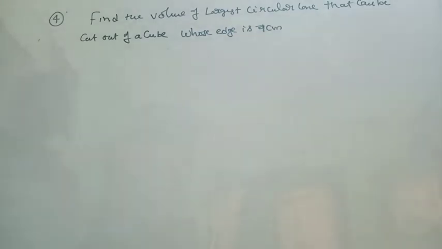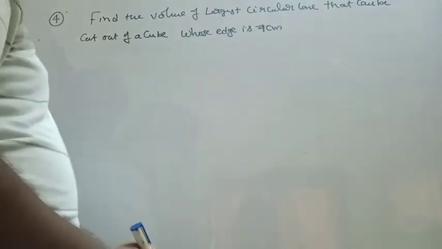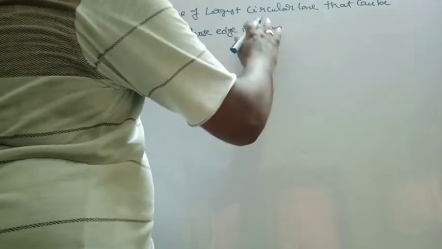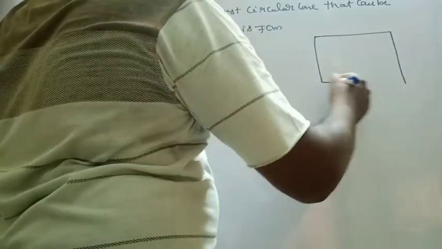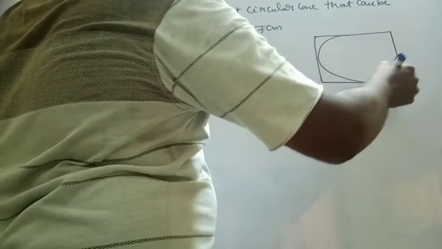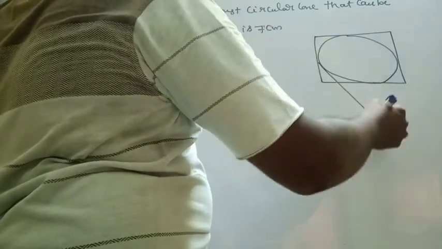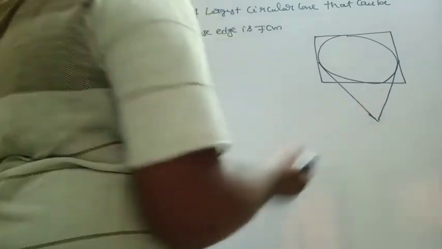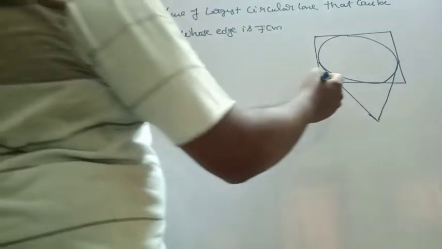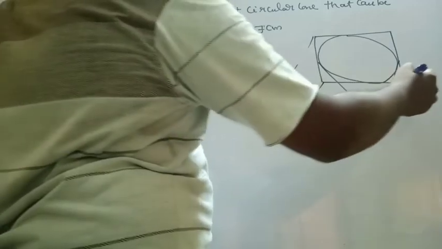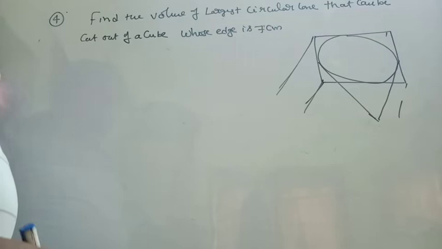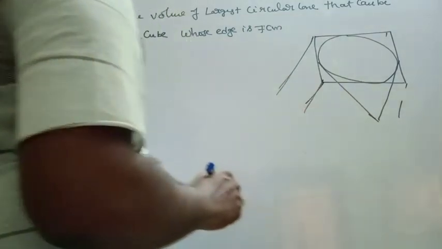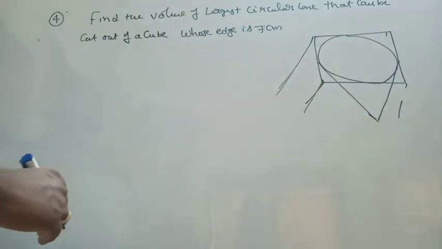See, my dear students, this particular problem: volume of the largest circular cone that can be cut out of a cube whose edge is 7 centimeters. This is, actually, 7 centimeters. In this cube, actually the figure we cannot draw, they have cut out a cone, the largest circular cone, like this. In this part they have cut the largest circular cone, right? This largest circular cone.